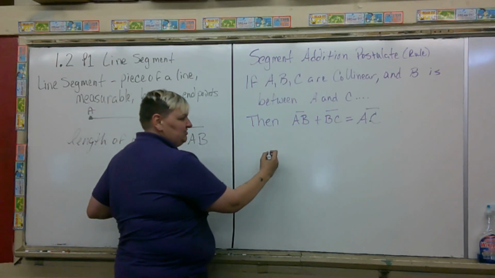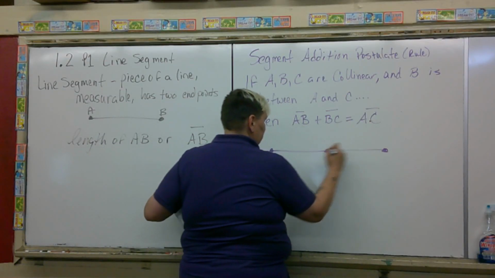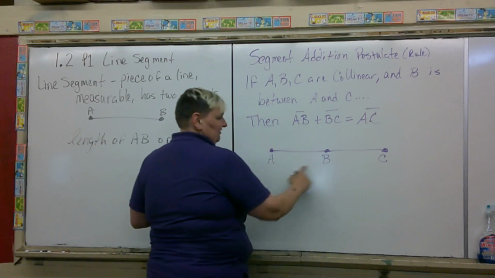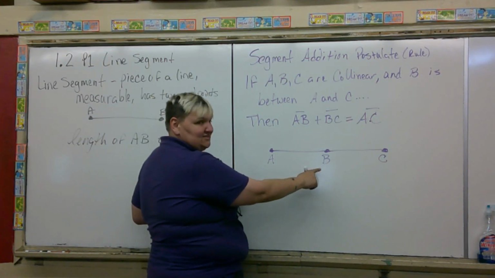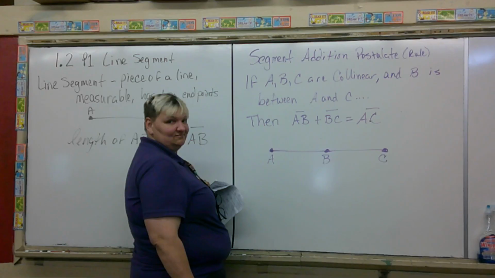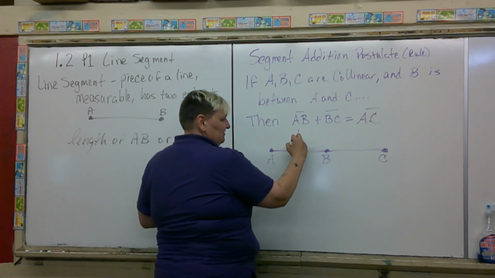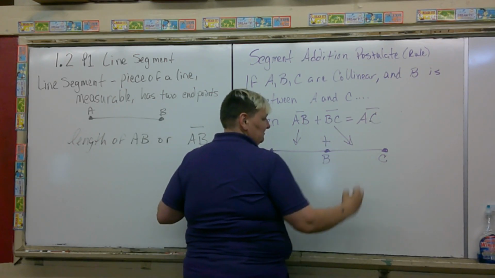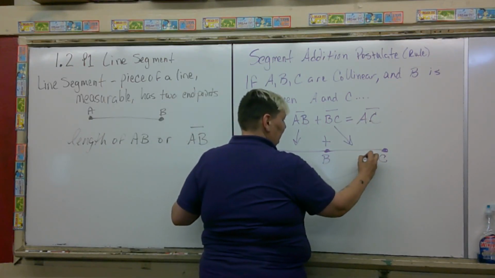Right? So it's going to look something like this. A, B, C. They are collinear on the same line, and B is in the middle of A and C. Right? Then the rule is that this piece plus this piece will equal the whole thing.